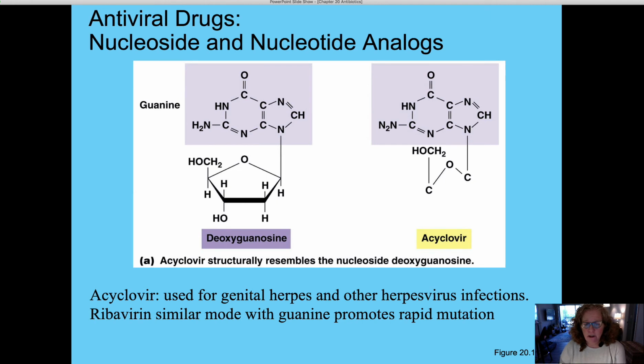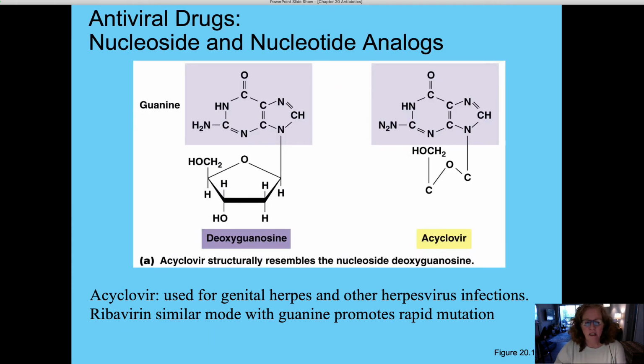Now, in the antiviral drugs, what we mean by targeting the nucleotides is these are called nucleoside and nucleotide analogs. An analog is a chemical compound that is going to resemble a natural compound. And in this case, we're talking about the drug acyclovir. Acyclovir was originally created against HIV, but acyclovir is actually used for herpes infections. So it's used against the herpes virus. Acyclovir mimics deoxyguanosine.